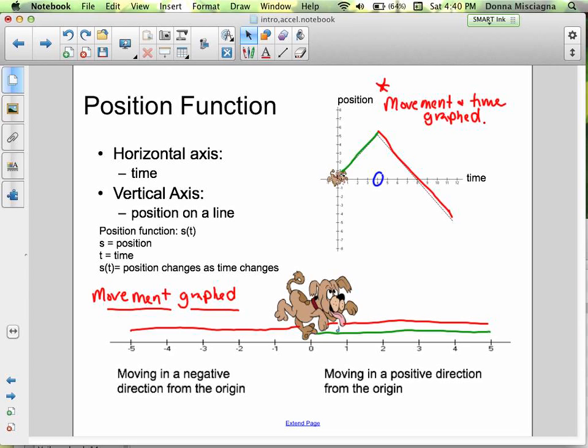So overall he's going 5 units in 4 seconds, so it would be 5/4. I don't know what units this is. Let's just call this feet. 5/4 feet per, I don't know what time unit it is, per minute. 5/4 feet per minute. We're not given units on this graph.